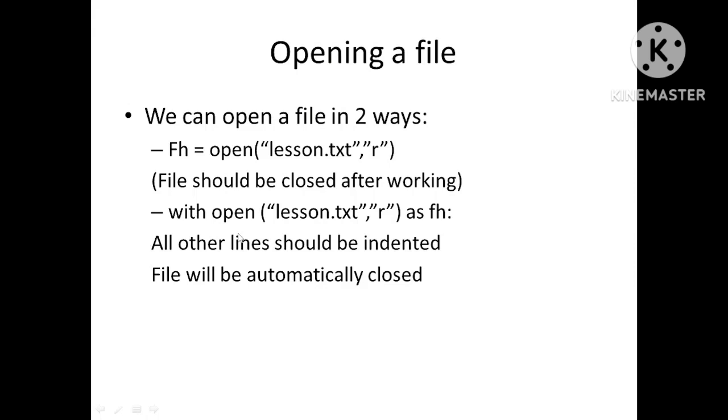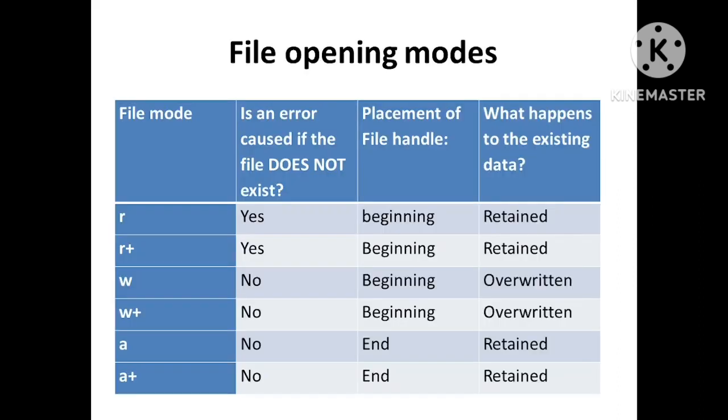Now, what is the advantage of doing with open? When you open a file using with open, you need not close the file. Once the block of code gets over, the file will be automatically closed. So what is the difference between these two methods? The first one need not require any indentation. You can continue the coding and close the file. The second method, you have to indent all the lines, but after that you need not close the file, it will be automatically closed. I will give you a demo now.